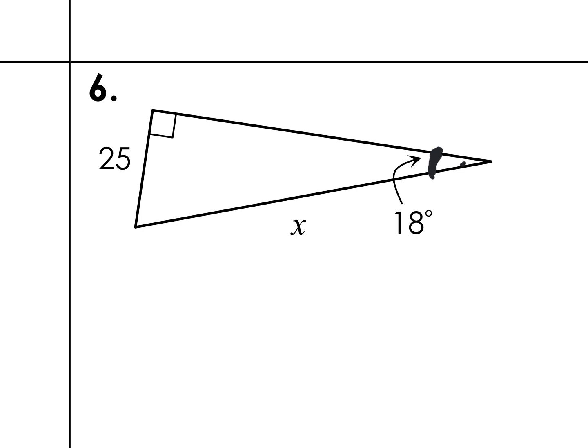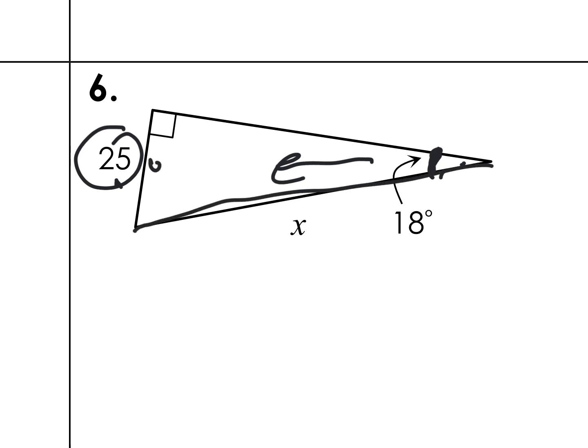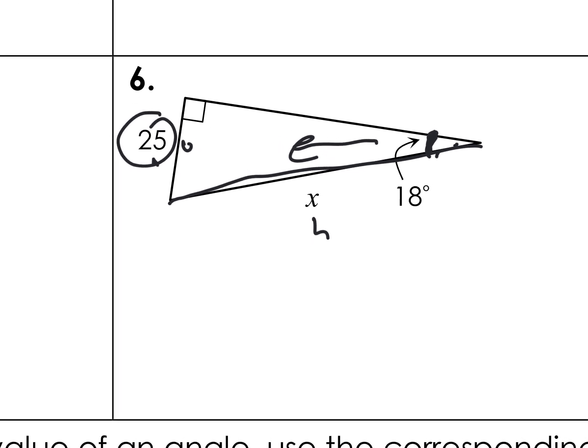All right, here's my theta right here. So there's theta. What is this side called? What is the 25 compared to the angle? Nope. It's not A. It's the opposite side, so it's O. What's the X called? X is H. That's the H. What trig function uses O and H?